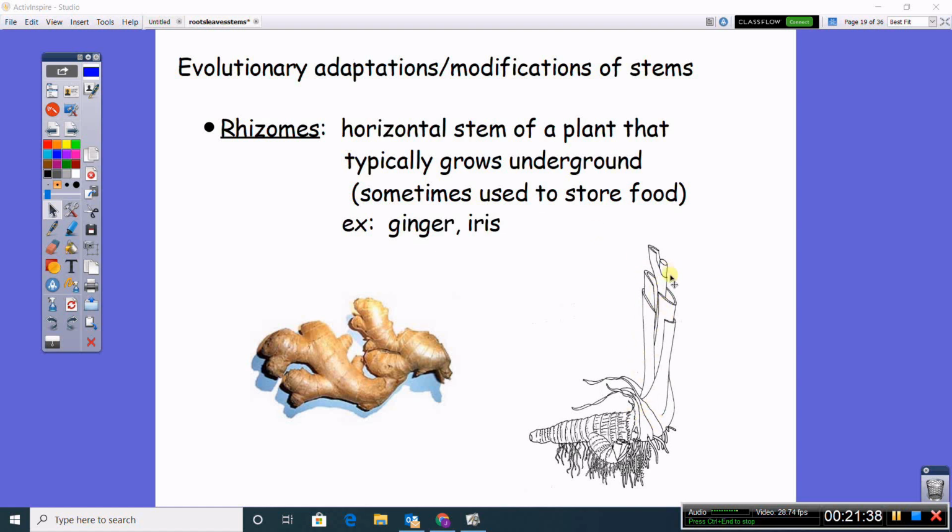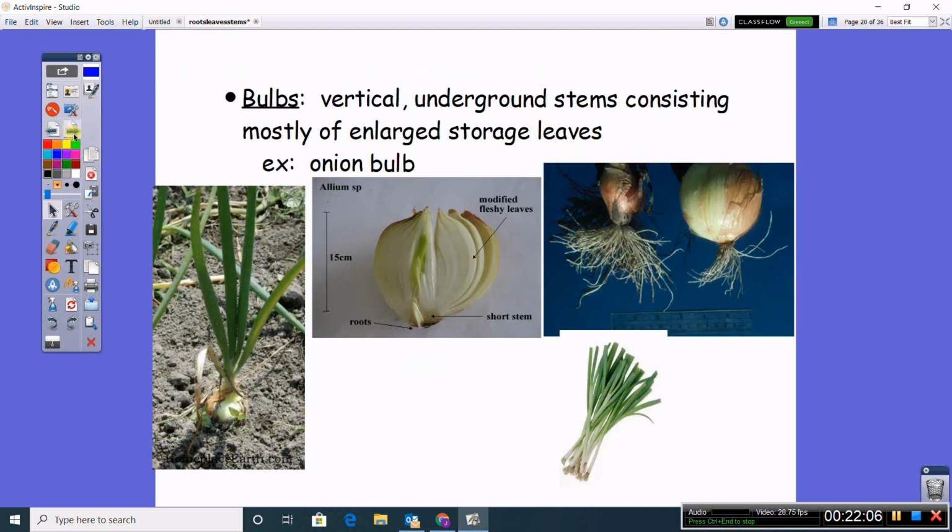An iris, for example, is a monocot. So if we were to see the leaves, it would be parallel venation. This is the rhizome, a horizontal stem that grows underground. These are the fibrous roots that it would have. So ginger is a rhizome, an iris is a rhizome, but I would make sure that if you're using an iris that I can actually see the rhizome part. I don't just want the flower for that entry.